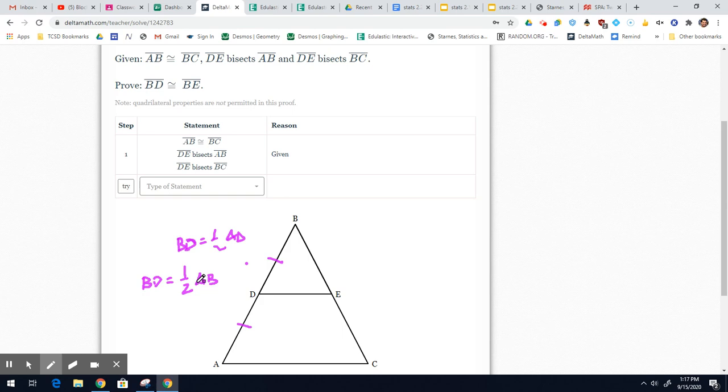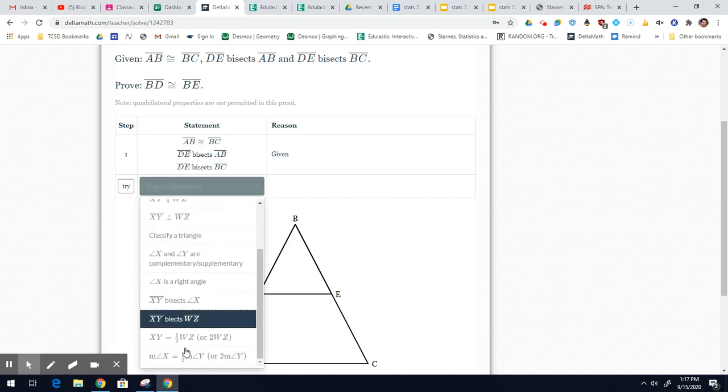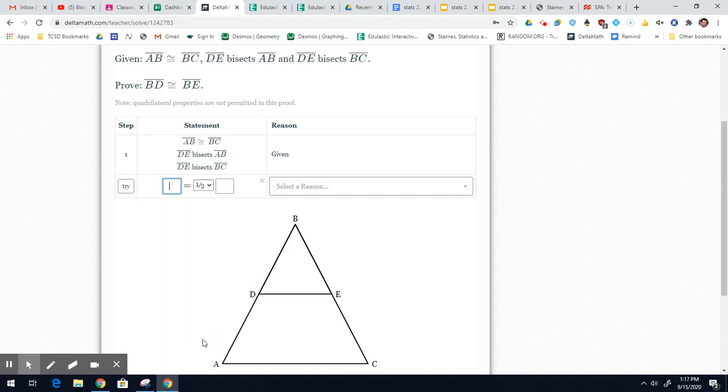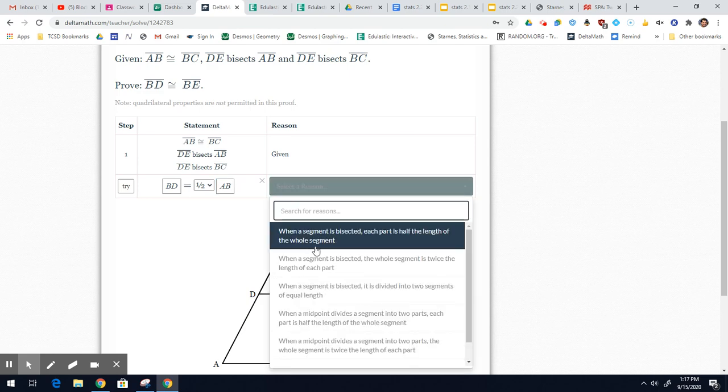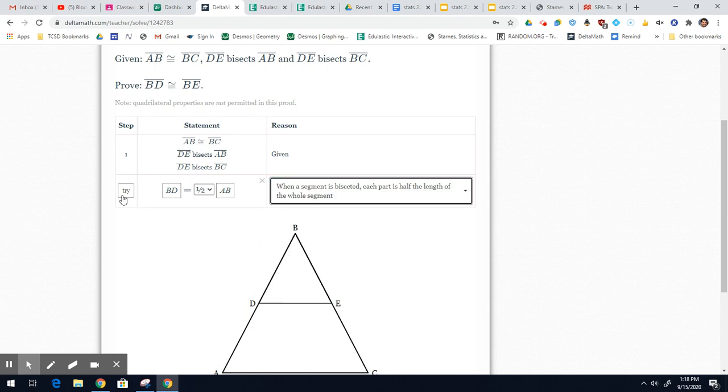Okay, so we're going to write that down. All right, that'll be my next step. So here we go. A segment length is half of something or 2 times something. So I'm going to go ahead and set, because I want to focus on BD, BD is half of segment AB. And the reason is when a segment is bisected, each part is half the length of the whole segment. So it's the idea of being bisected. And you can see there's a whole bunch of different options when you're doing that.